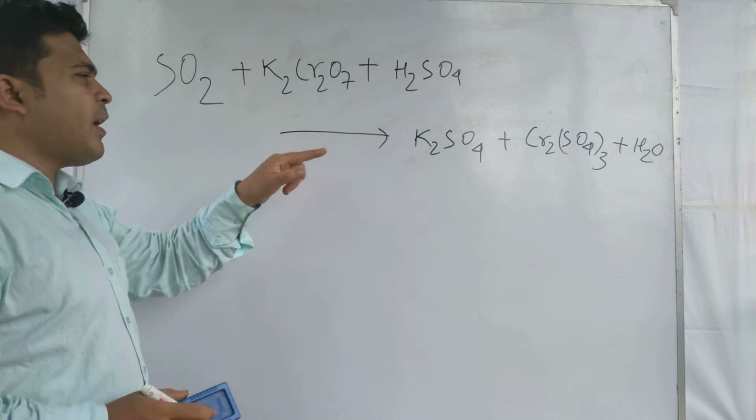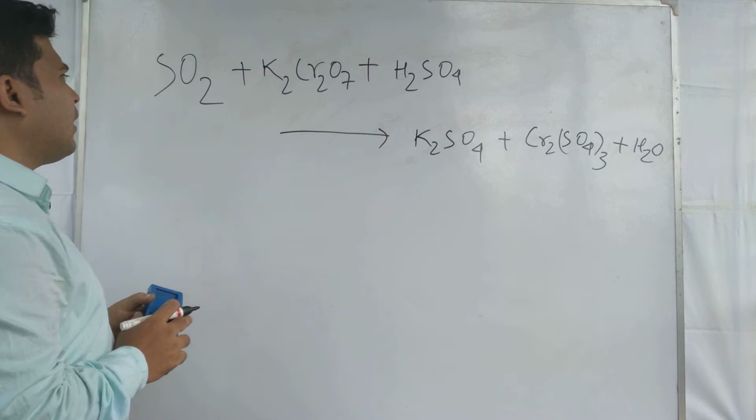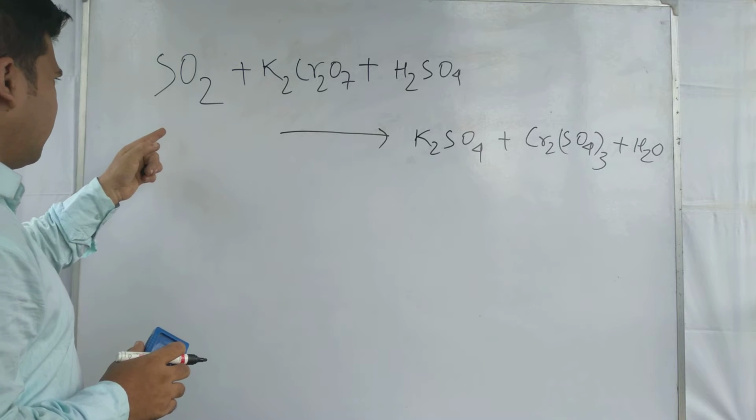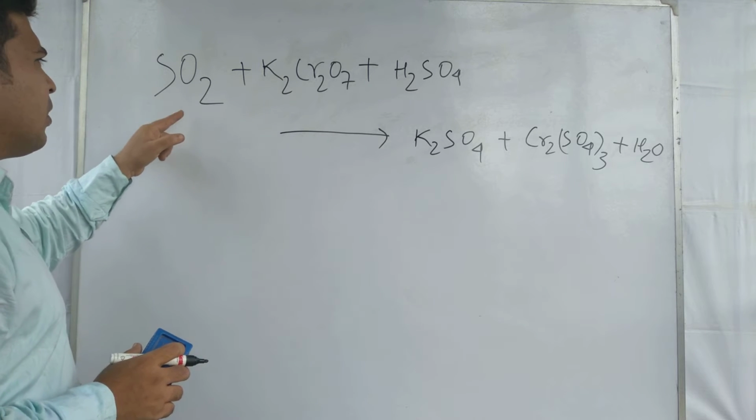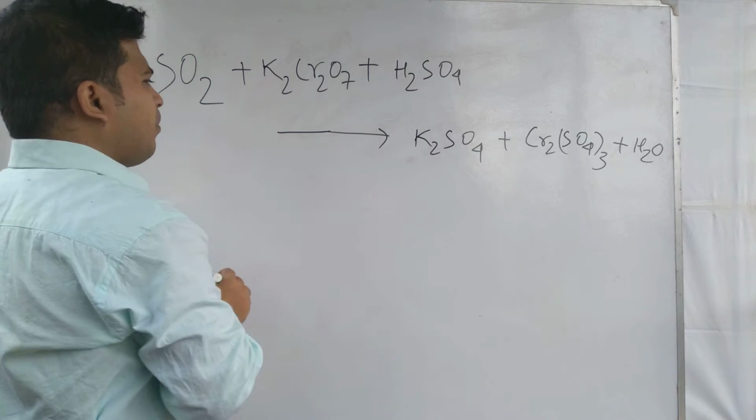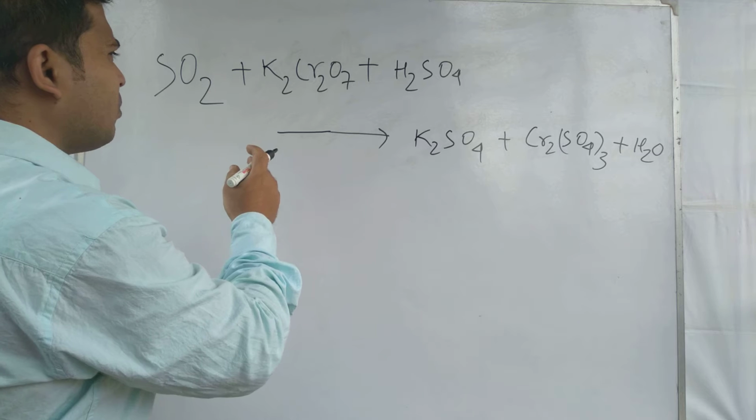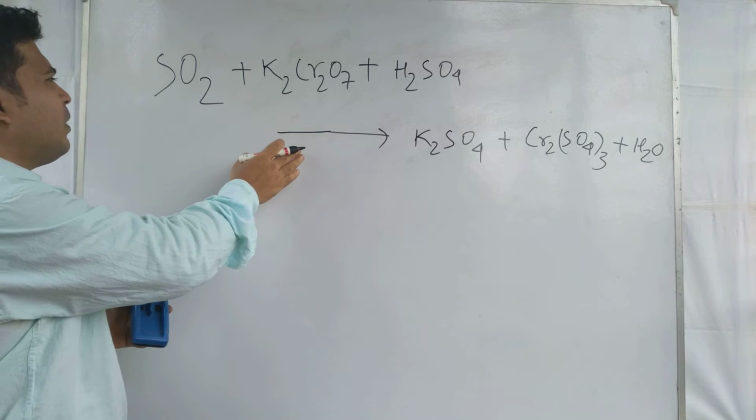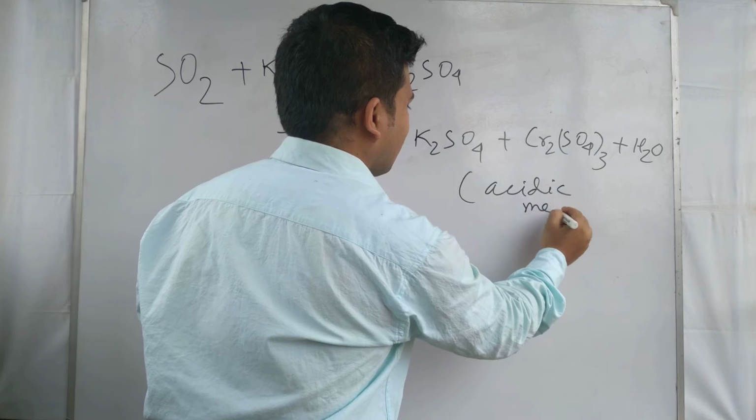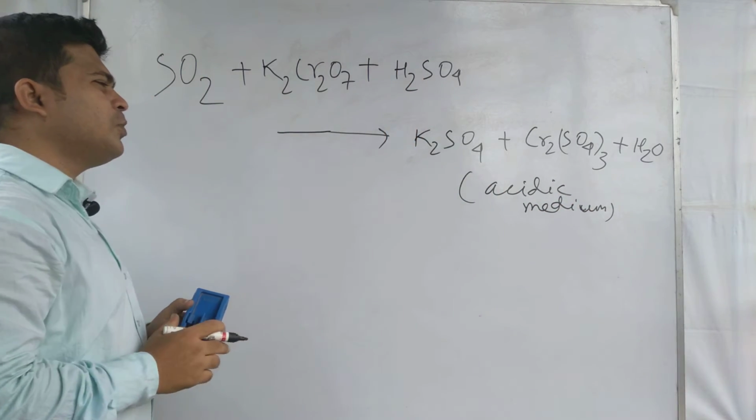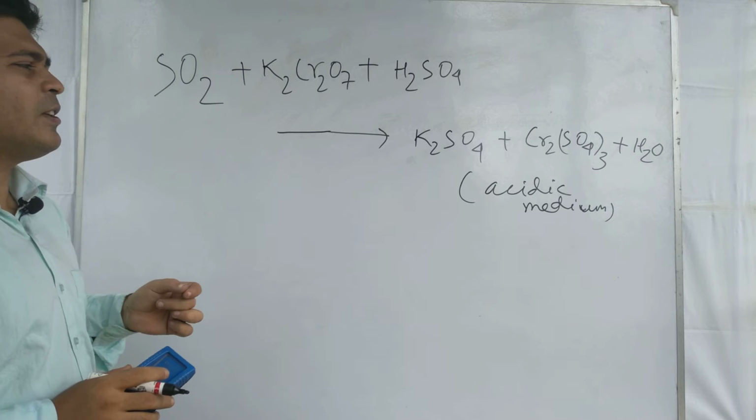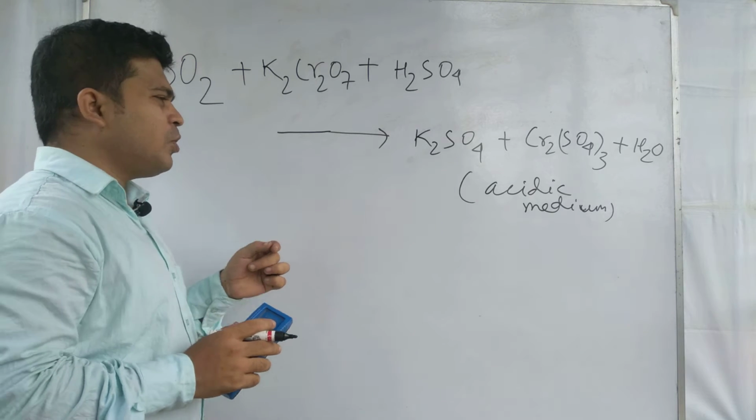So this is a redox reaction, and we have to balance it using the ion-electron method. Let's see the steps required. This is the main equation given to you, to be balanced in acidic medium. So what will be your first step?